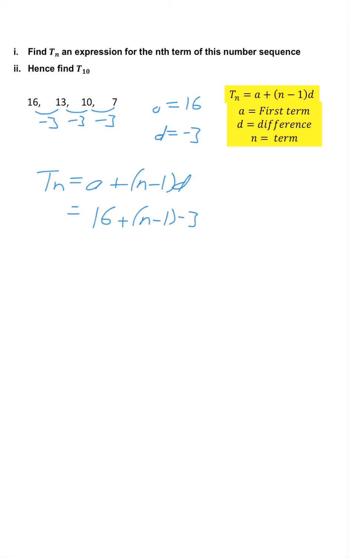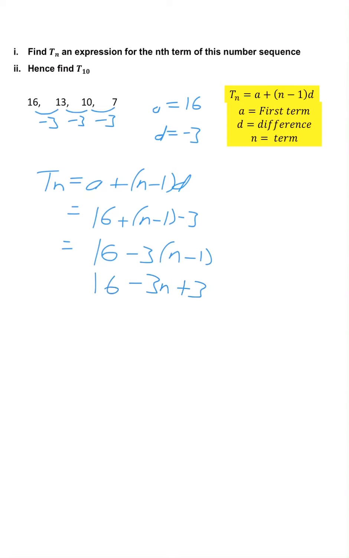Again, I'm just going to bring the minus 3 to the other side of the bracket because we're used to writing it like that. Notice as well, I got rid of the plus, because when the minus 3 goes in front, I'll have plus minus 3, and that just becomes minus 3. Let's expand the bracket. I'll have minus 3n, minus 3 times minus 1 will be plus 3.